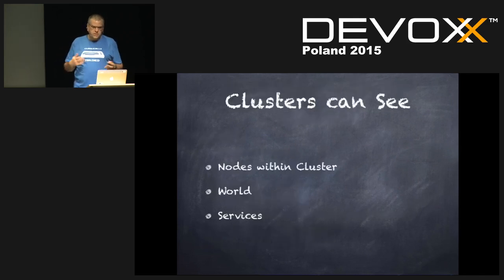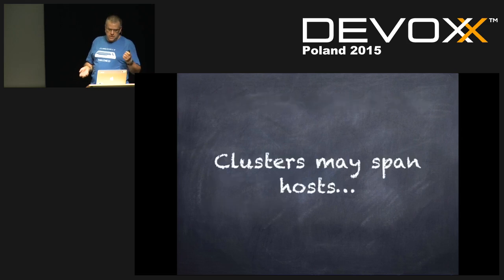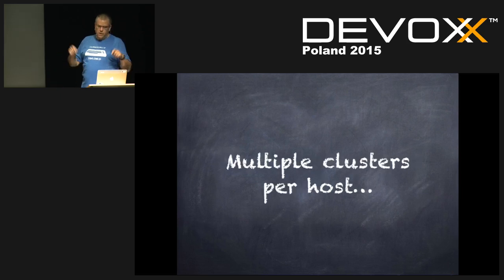So the clusters can see nodes within the cluster, they can see the world, they can see services. They cannot see other clusters, and they can't see Docker hosts. The other thing is that clusters may span multiple hosts. So you may have 4 or 5 or 6 nodes in a given cluster spanning a bunch of different hosts. You can also have multiple different clusters running on the same host.